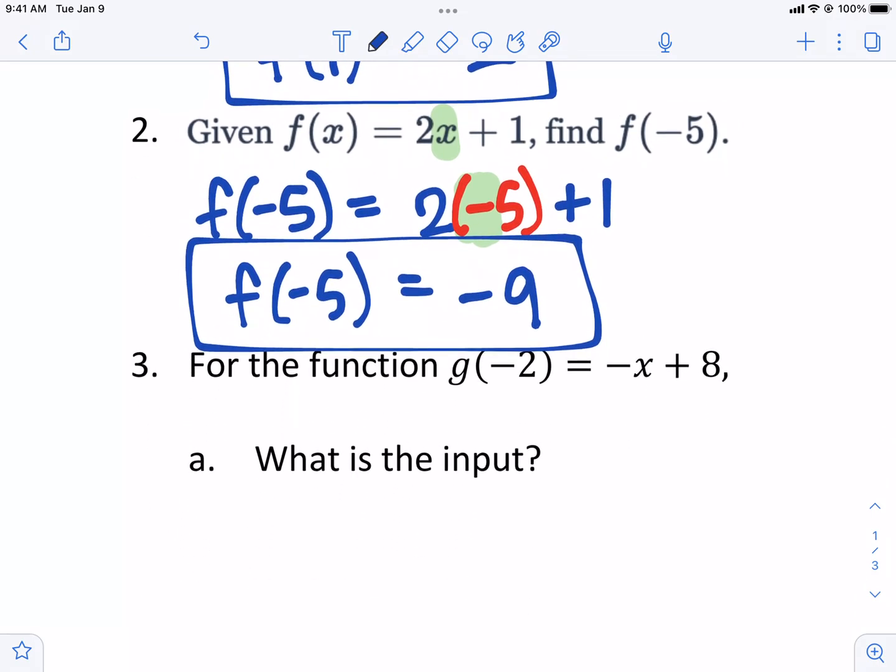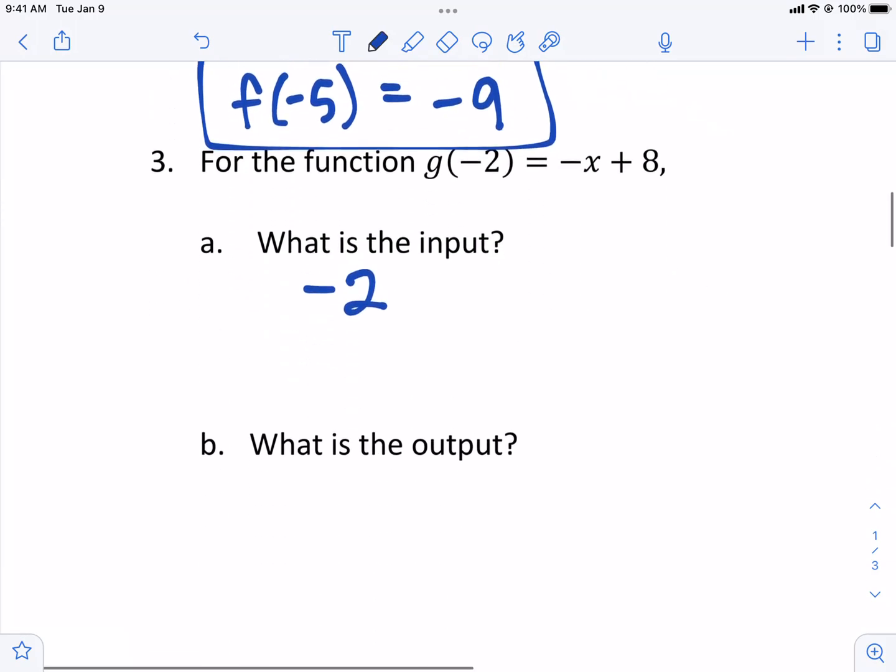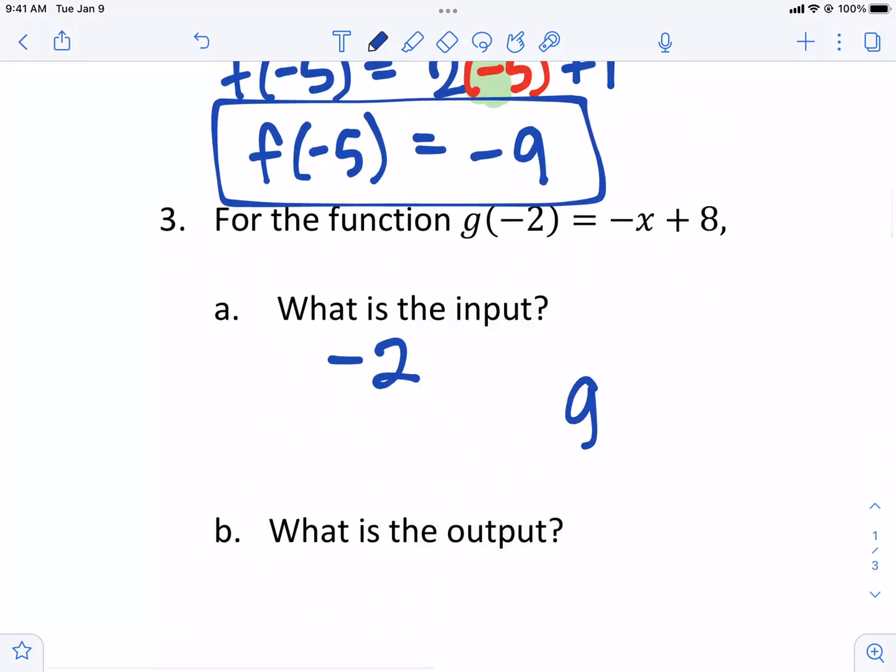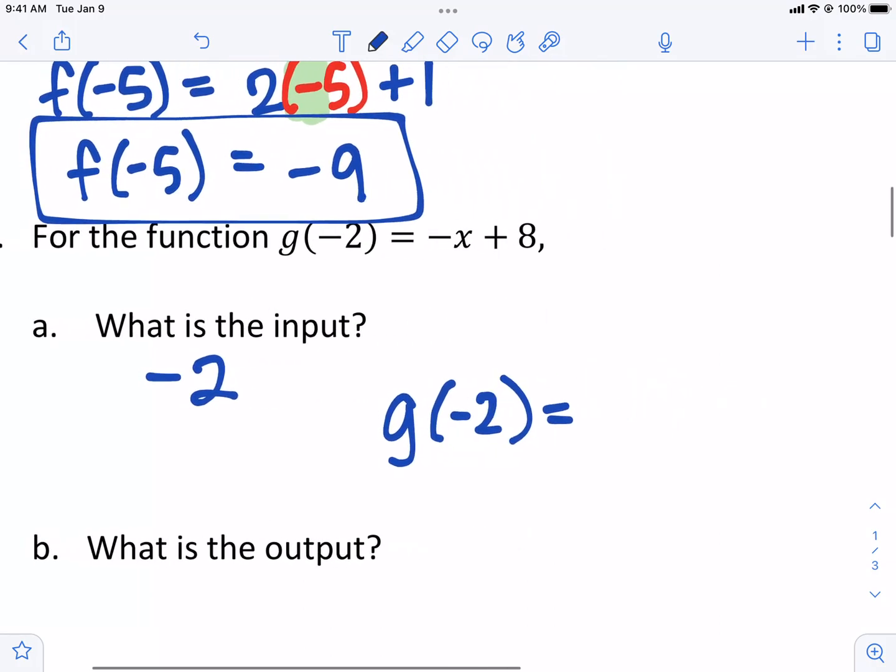All right, number 3, for the function g of -2. So notice we can use f for functions. You can use any letter, probably besides x. So here we have g of -2 equals -x plus 8. And that means plug in a -2. So the input is -2. All right, so let's plug that in to solve. G of -2 equals negative, and here instead of x, we're going to plug in a -2.